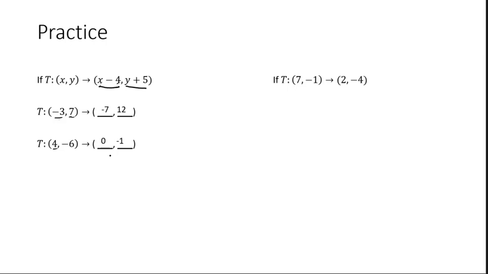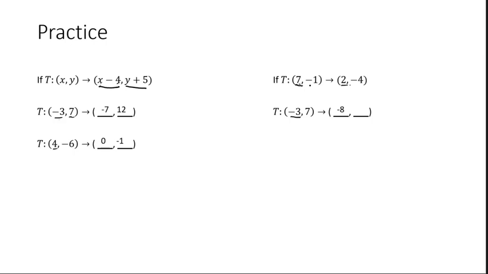Now here's another example where we have a translation where the point (7, negative 1) is mapped to (2, negative 4). Given this information, we're trying to determine where the point (negative 3, 7) would be mapped to. To determine that, we have to figure out what's happening with your pre-image and image. Look at the x values. To get from 7 to 2, we had to subtract 5, right? Same thing with the x value here. Subtract 5 from negative 3 to get negative 8. That gives you the x component right here.